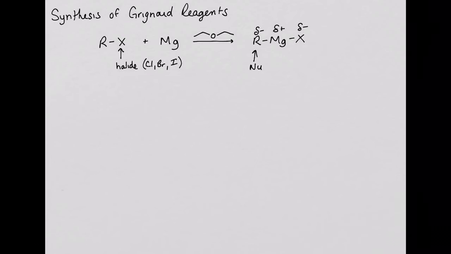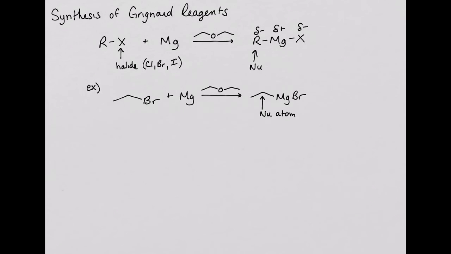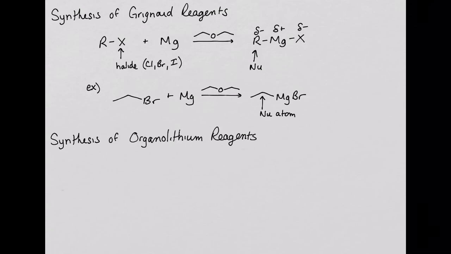Let's look at an example reaction. If we treat this alkyl bromide with magnesium metal in diethyl ether, we get this Grignard reagent, where the carbon next to the magnesium is the nucleophilic atom. Finally, let's look at how we synthesize an organolithium reagent.